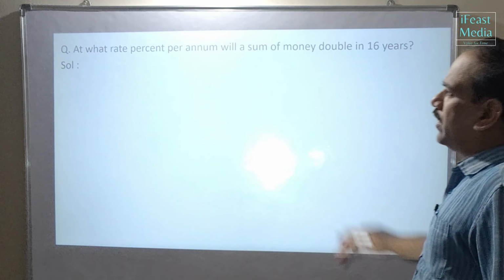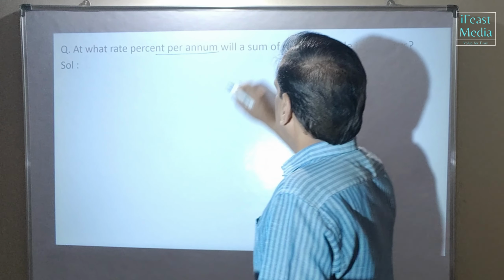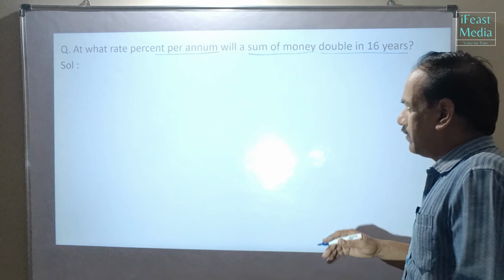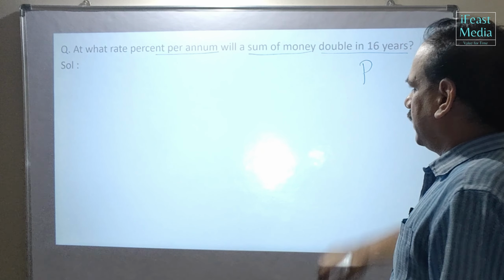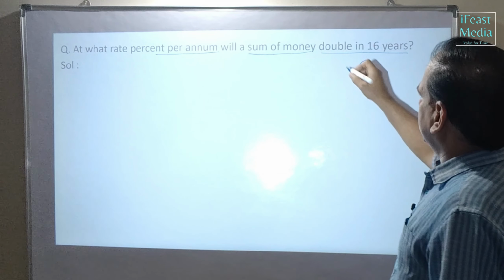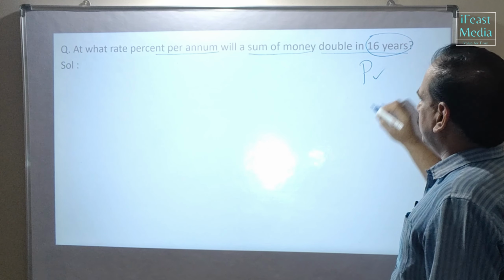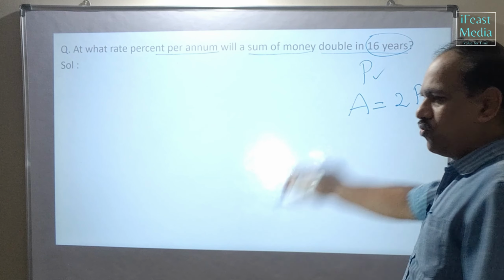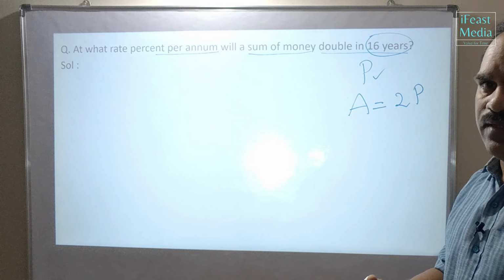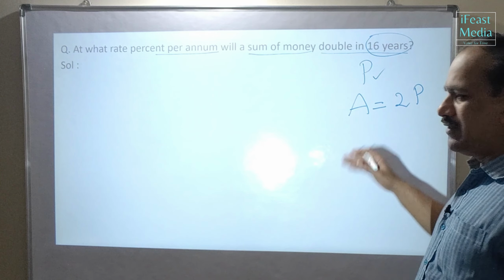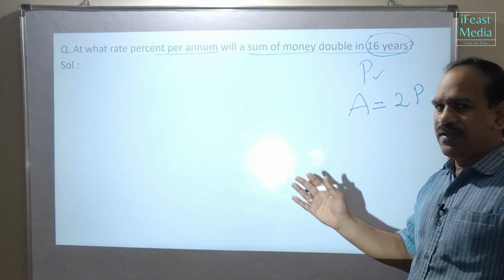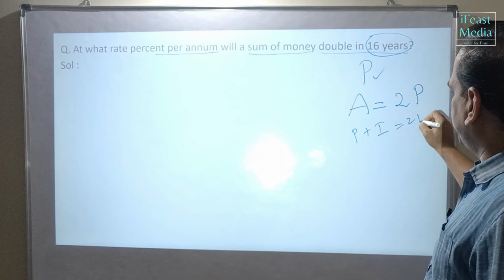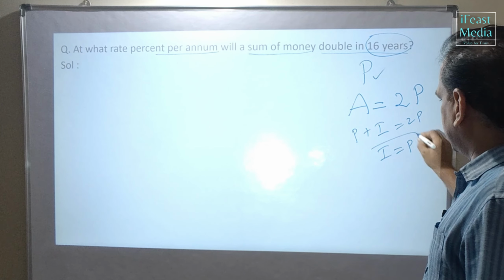Right? At what rate percent per annum will a sum of money double in 16 years? So what do you mean by double? It is sum. What is sum? Sum is P. Let the sum be P. Then what happened? In 16 years, this has become double. That means amount after 16 years is twice the principal. Your principal is doubled in 16 years. So after 16 years, the amount, principal plus interest, becomes 2P. So what is the amount? P plus interest equal to 2P. Interest equal to P.